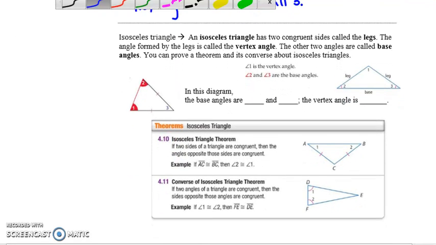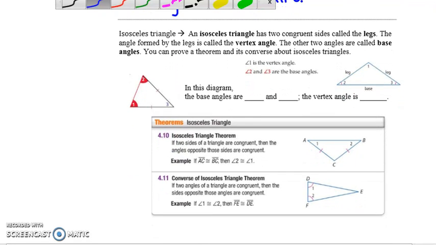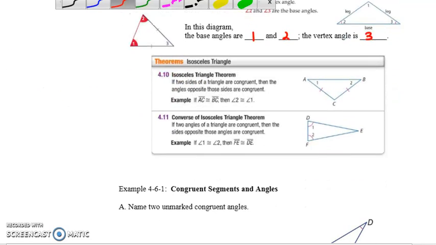Right, so let's go ahead and take a look. Refresh in our brain, isosceles has two congruent sides called legs. And the angle formed by the legs is called the vertex angle up here. And the other two are called base angles. So in this diagram, the base angles would be angles 1 and 2, and its vertex here would be 3. So we're looking at this picture. All right, so isosceles, if these angles are congruent, then these sides are congruent.